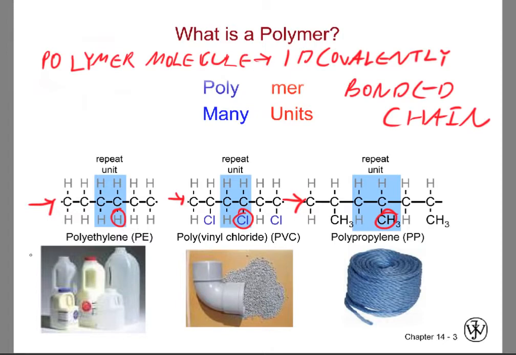Polyethylene is right here, is used to make things like milk containers. Polyvinyl chloride, PVC, is used to make pipes for plumbing, and polypropylene is used to make ropes.